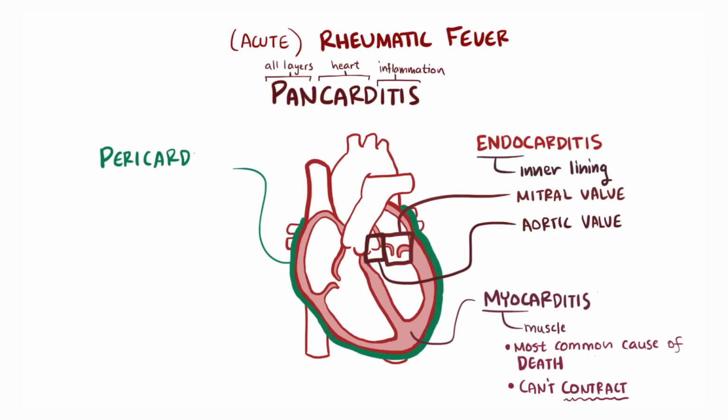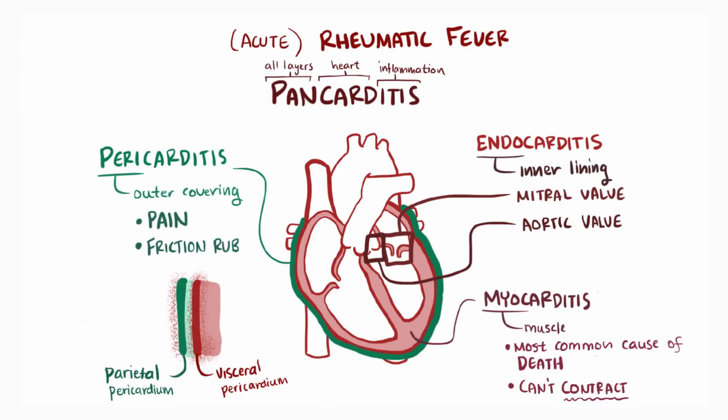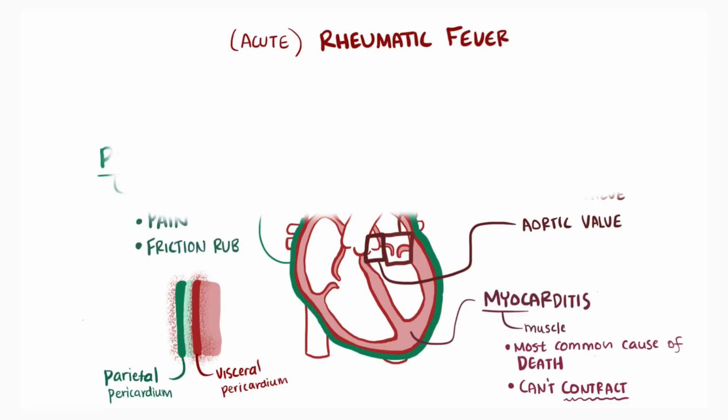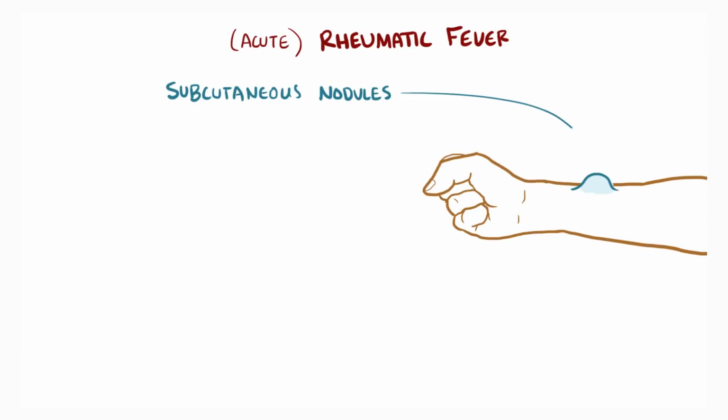Finally, there's pericarditis, or inflammation of the outer covering of the heart, called the pericardium, which can cause pain as well as a friction rub from the inflamed visceral pericardium rubbing against the inflamed parietal pericardium, which can actually be heard with a stethoscope. In addition to joint and heart problems, the hypersensitivity reaction in rheumatic fever can affect other tissues as well. Patients can develop subcutaneous nodules, these firm lumps under the skin made up of collagen.